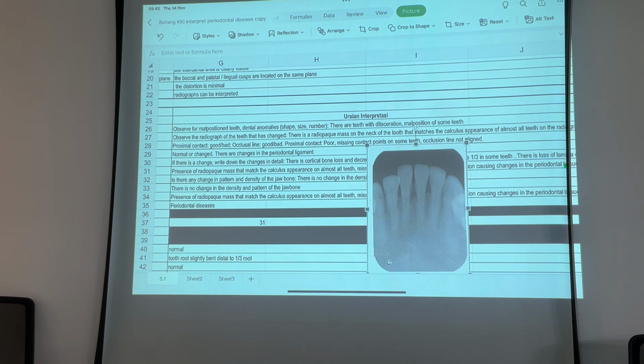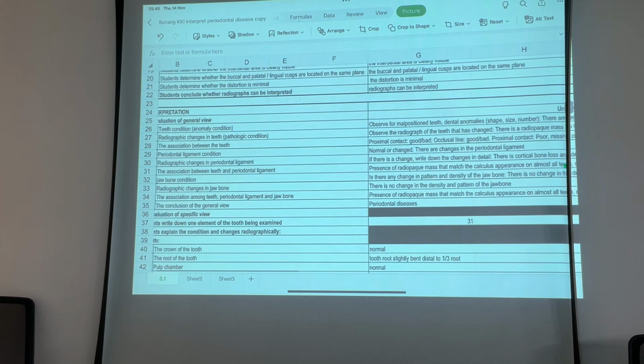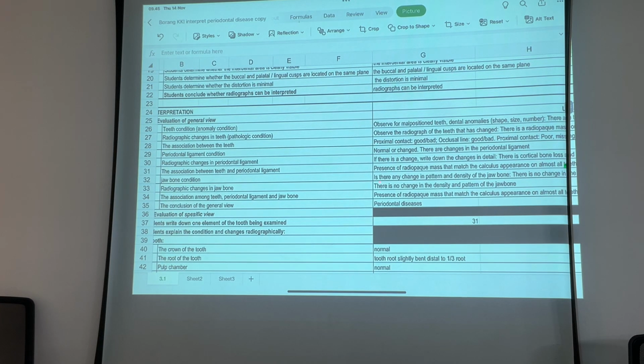The next one is periodontal condition. Periodontal ligament condition. You only decide if it's normal or changed. If there's a change, then you write there are changes in the periodontal ligament. That's all. Only normal or change. And what kind of changes happen in this periodontal ligament, you write on the continuous row in here. So radiographic changes in periodontal ligament. If there's a change, write down the changes in detail.